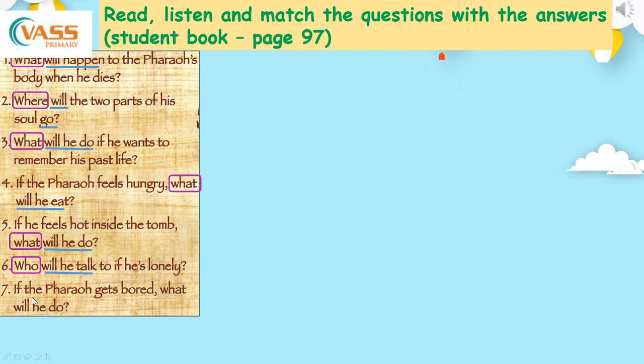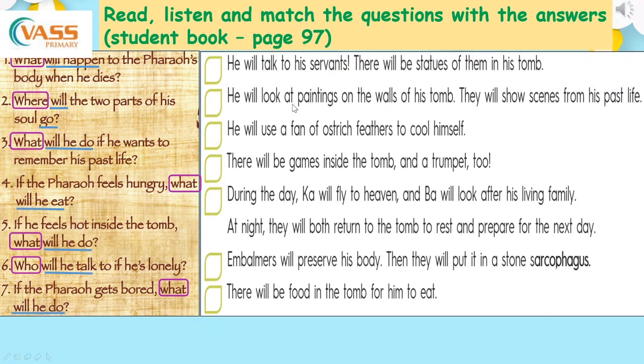Very good. Number 7. If the pharaoh gets bored, what will he do? So we start with the if clause, present tense. If the pharaoh gets bored, comma, what will he do? Good job. Here are our answers. I'll read the answers quickly and then we'll listen.